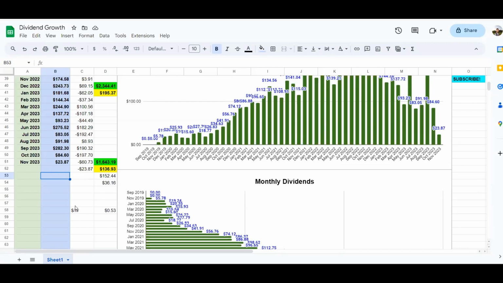And then the only data point I have right now is the dollars per hour. If the $84.60 was all that I earned in October, I would have made 53 cents an hour. So that's really low compared to where I need to be. But it's great to see my dividend income growing month over month since I've made all of these changes.